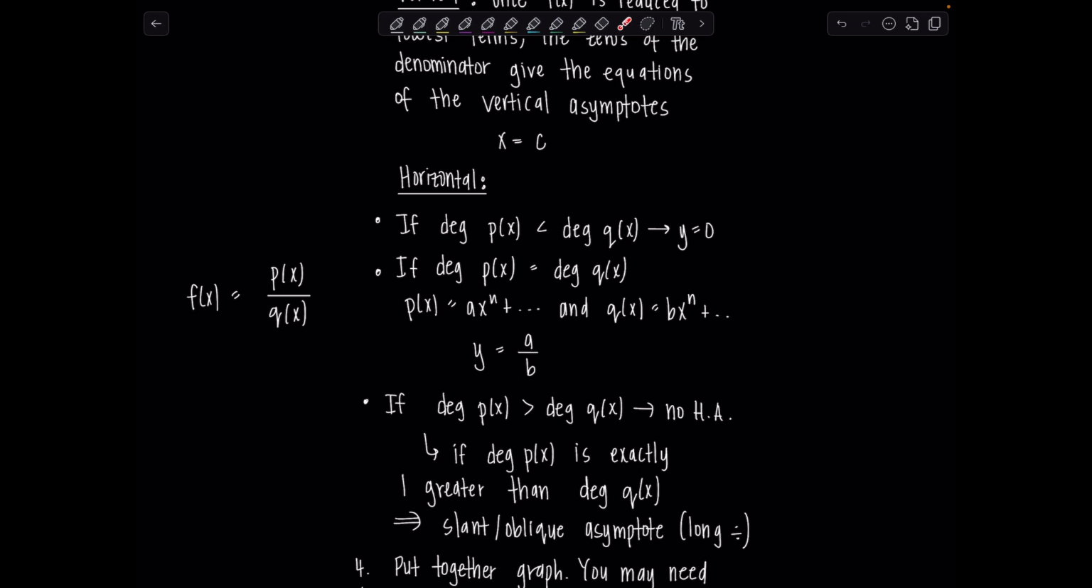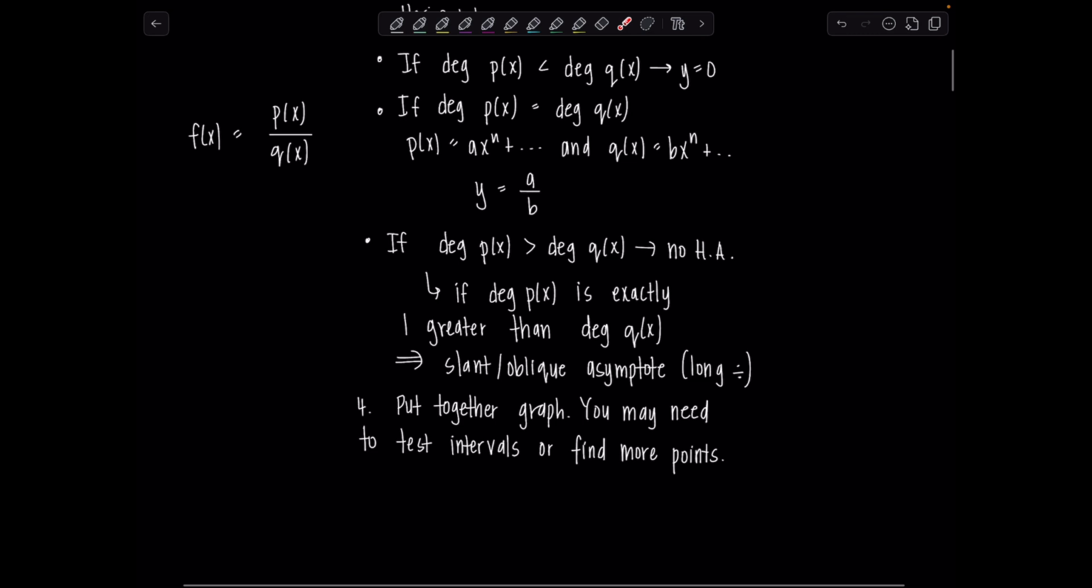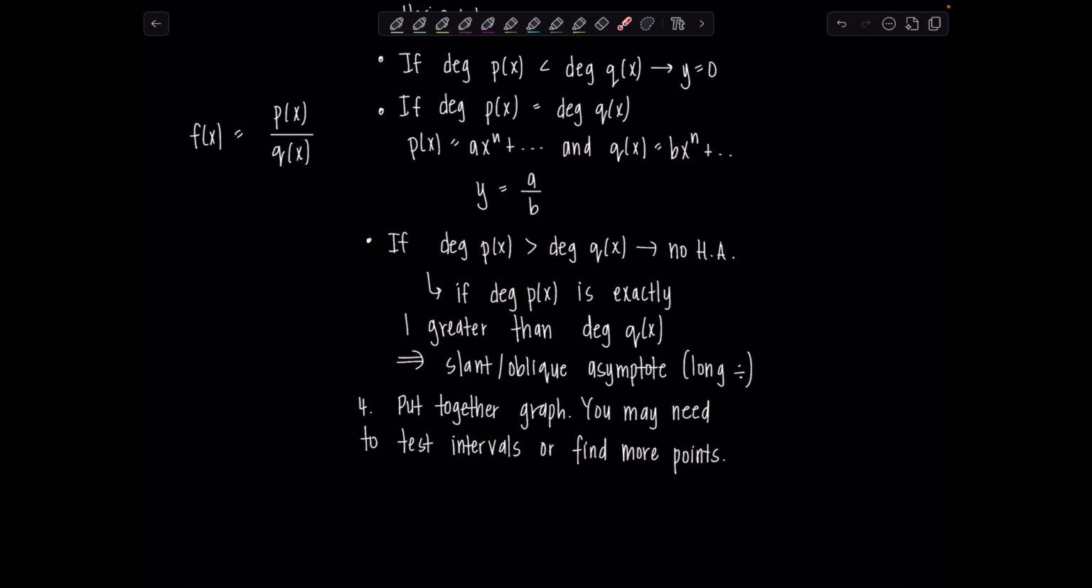So basically, if the numerator is 1 degree higher, it's a slant or oblique asymptote, and we long divide. Don't synthetic divide. You're not allowed. It won't always give you the right answer, so just don't do it. And then last, put together your graph. You might need to test intervals or find more points depending on where everything falls together. I'll show you what I mean when we get into some examples, okay?